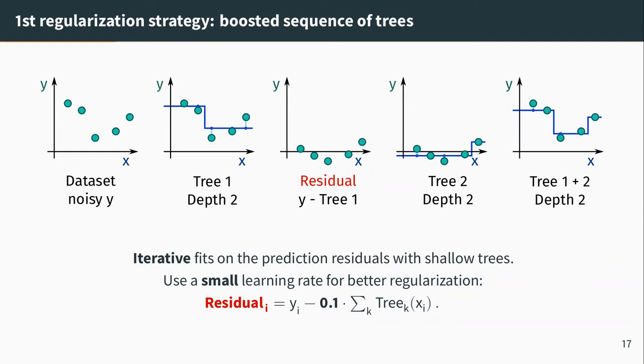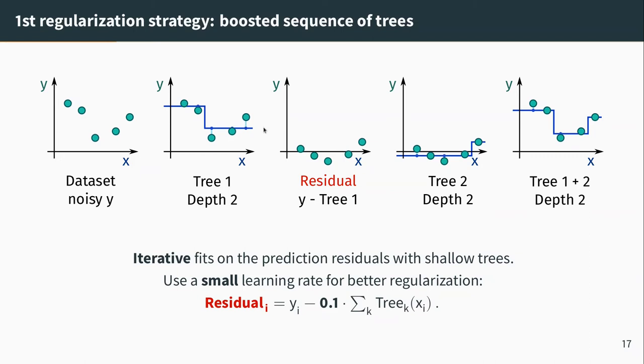And so instead, what you can decide to do is to fit iteratively a sequence of shallow trees on residuals, on prediction errors, and then consider the sum of those trees as your total model. So this is what I illustrate here. We have our same toy data set, 5 samples, X, Y, and if I use one tree of depth 2, I get this split.